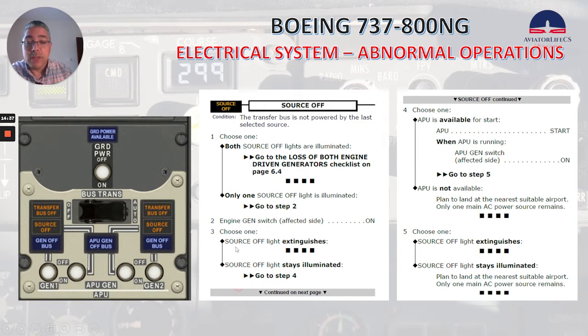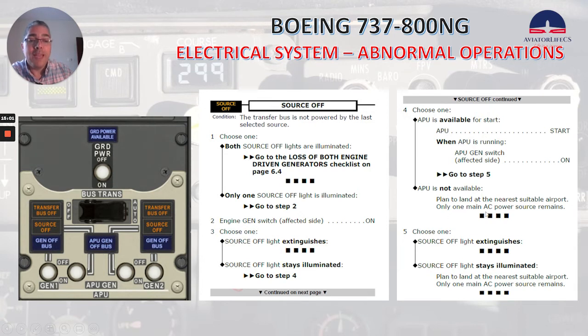Choose one. Source off light extinguishes. Source off light stays illuminated. If that's the case, we'll go to step 4, and then we check if the APU is available for start. If it is, APU start. When APU is running, APU gen switch, affected side, on. Go to step 5. APU is not available. Plan to land at the nearest suitable airport.